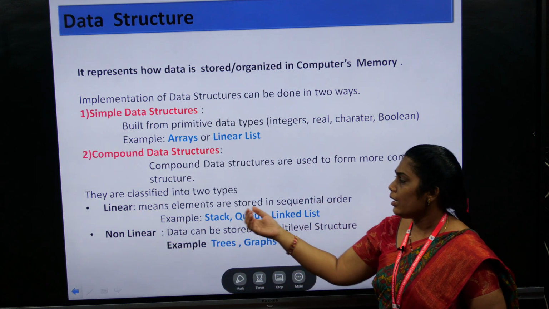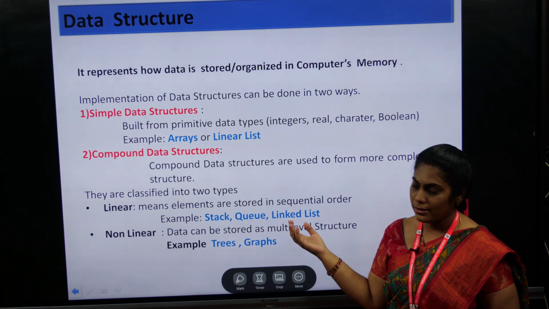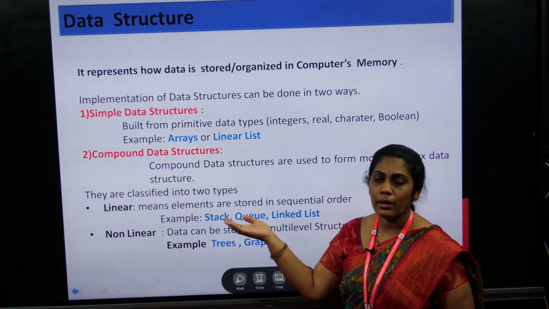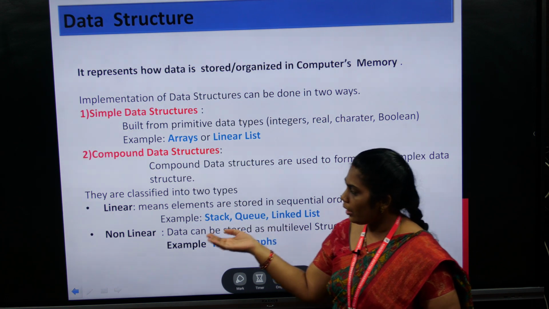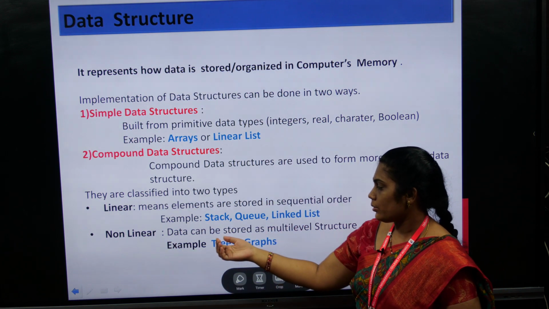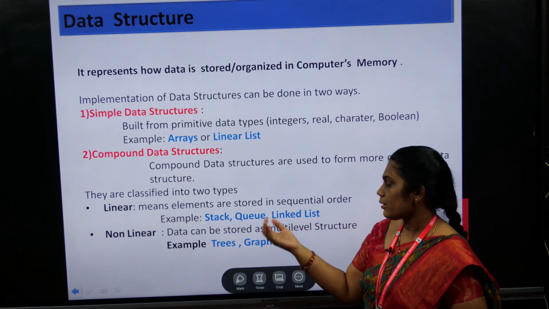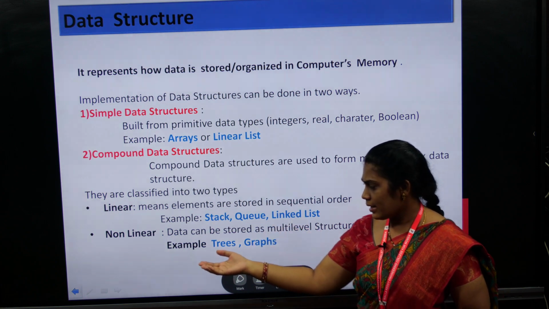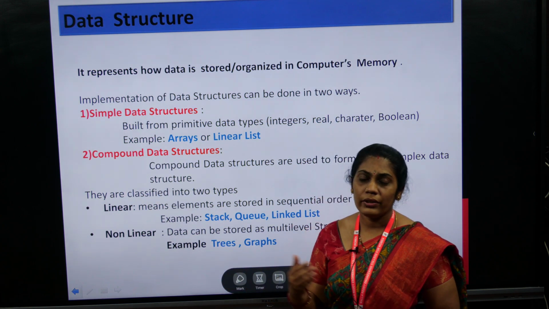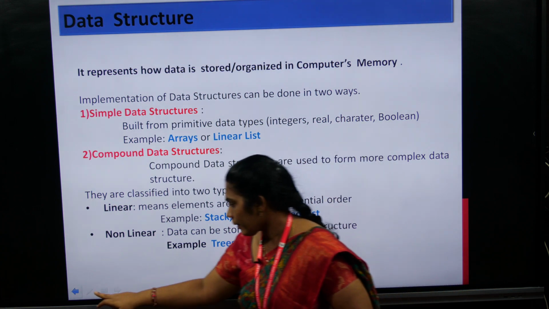Linear means elements are stored in sequential order. For example, we have stacks, queues, linked lists. In the next slides onwards we will learn what is meant by stack and queue. Now the second classification, non-linear data structures. In this, data can be stored in multi-level structures, not in sequential order, for example trees and graphs. Trees and graphs have nodes and are stored as multi-level structures.